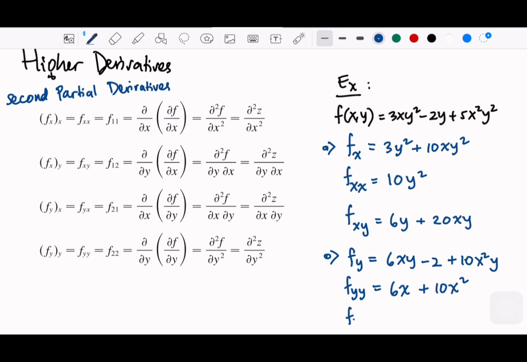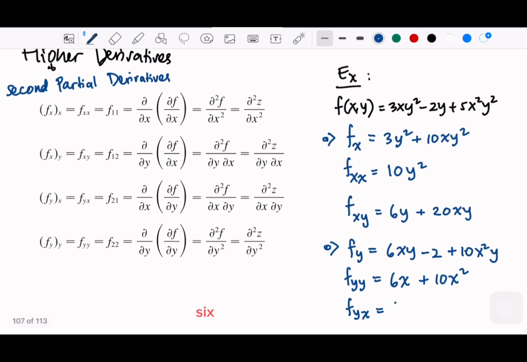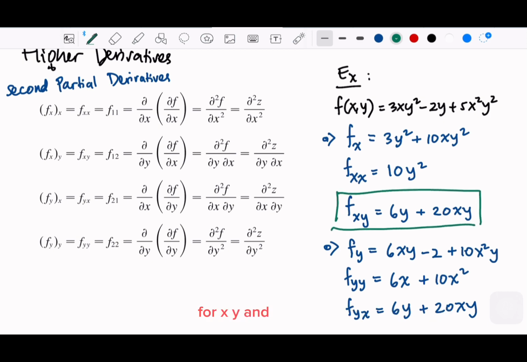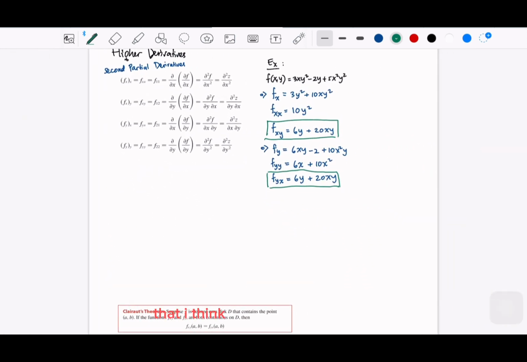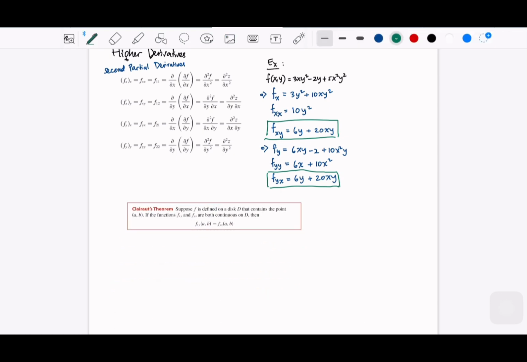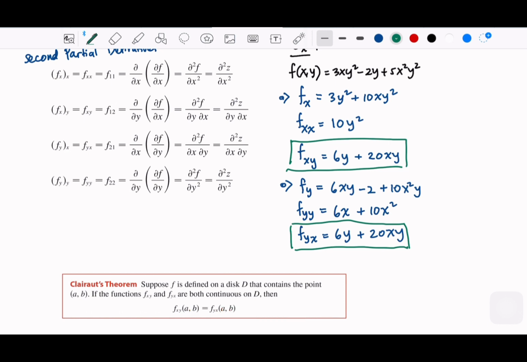And if we take another partial with another route, we get 6y plus 20xy. And you'll notice that we end up with the same result for xy and yx. And this is another theorem that I think is best to describe here. That is just saying that the partials, when you have xy, or you start from yx, are going to be the same result. It's called Clairaut's theorem.